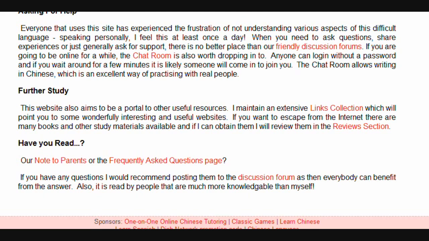Further study. This website also aims to be a portal to other useful resources. I maintain an extensive links collection which will point you to some wonderfully interesting and useful websites. If you want to escape from the internet, there are many books and other study materials available, and if I can obtain them, I will review them in the reviews section. Have you read our Note to Parents or the Frequently Asked Question page? If you have any questions, I would recommend posting them to the discussion forum, as then everybody can benefit from the answer. Also, it is read by people that are much more knowledgeable than myself.